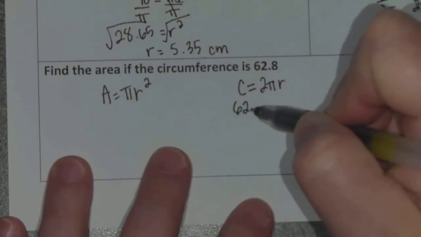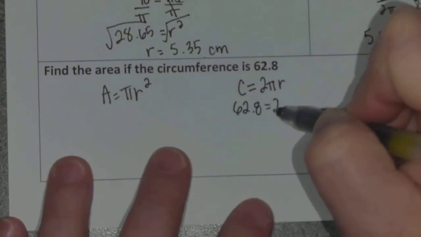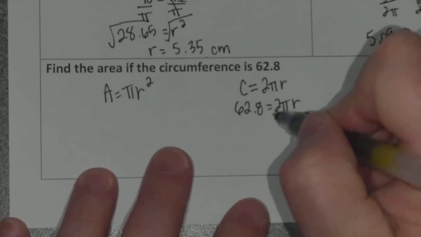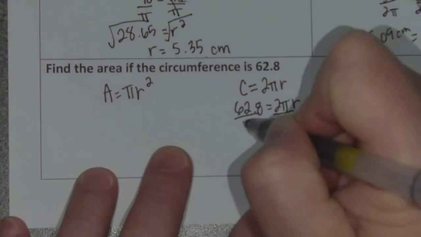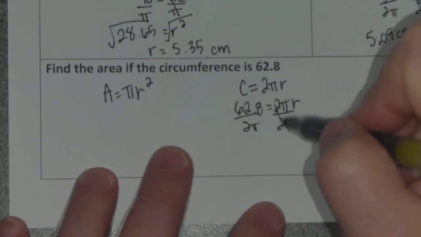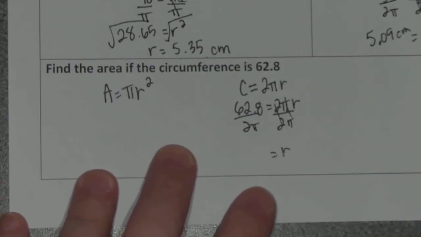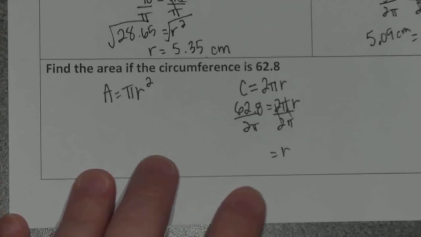So I know my circumference is 62.8, and that would be equal to 2 pi r. Again, in order to solve for r, I'm going to divide by 2 pi. So I get my radius is equal to... I got 9.99. Are you guys all right if we round that to 10?